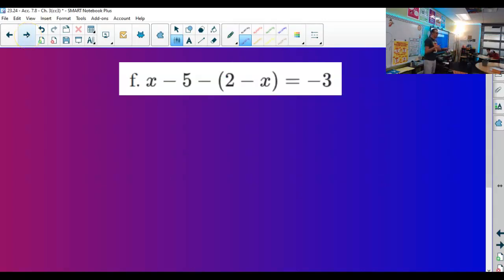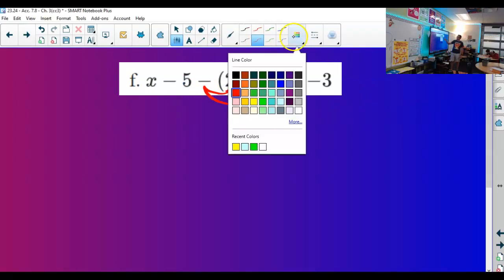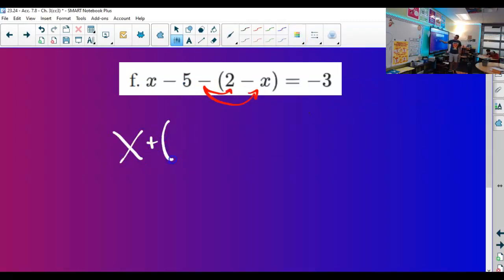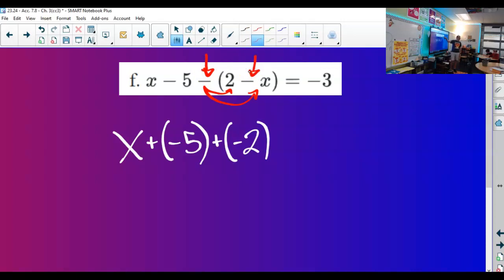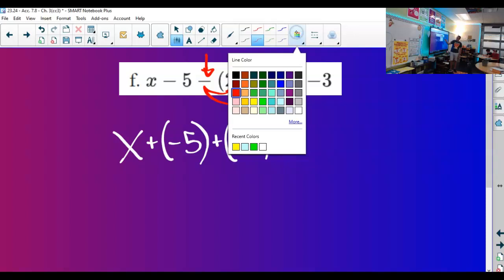Let's do this all together. Let's see if we can do this. The first step we should do in F is just say it. Distribute the negative. That did not work like I wanted it to. Hey guys, this is where a lot of us keep making the mistake. When I'm distributing a negative to something that's already negative, this is going to become positive.